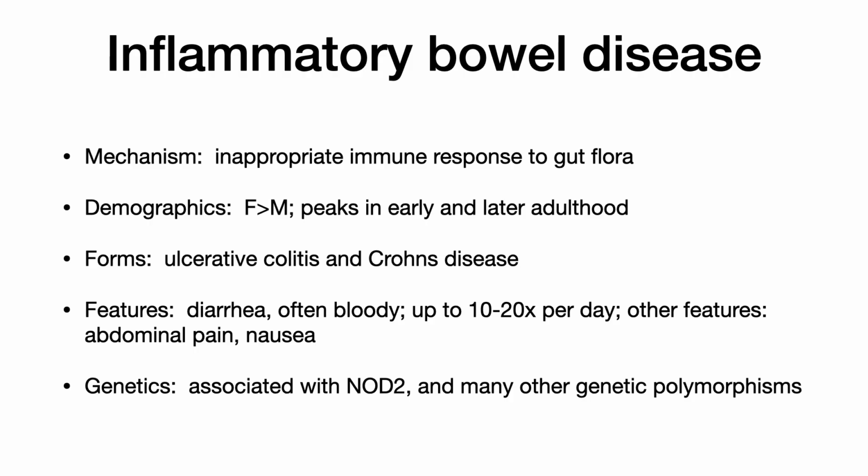So features of it, you have diarrhea, which is oftentimes bloody, especially in ulcerative colitis. It can be up to 10 to 20 times per day. Other features you can see associated with it, you can have abdominal pain, you can have tenesmus, which is an urgent need to have a bowel movement. So basically you have literally seconds before you'll go once you feel the urge. Nausea can be associated with it. And then there are some extraintestinal manifestations and other things that you can see. It's genetically associated with NOD2, and there are many other genetic polymorphisms.